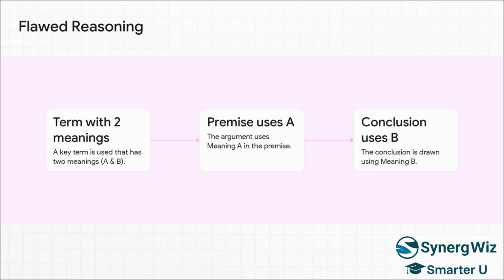Okay, so here's how the trick actually works. It's a three-step process. First, it starts with a word that has two different meanings. We'll just call them meaning A and meaning B. Then, the argument starts by using meaning A, the one that's super easy to agree with. But then, for the final move, the conclusion sneakily switches over to meaning B. It's a really subtle shift, but that's what completely breaks the logic.